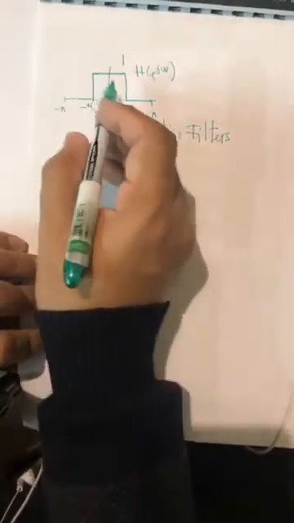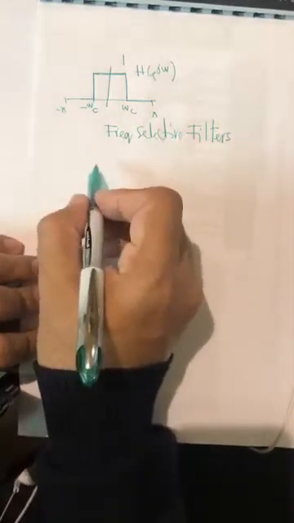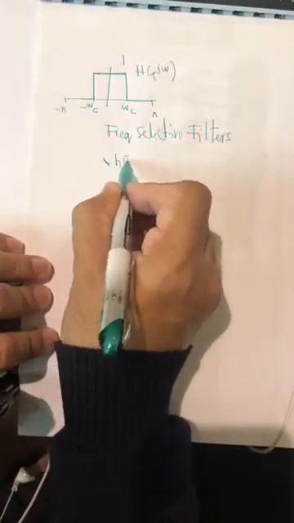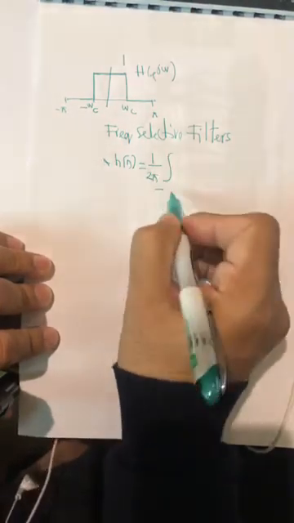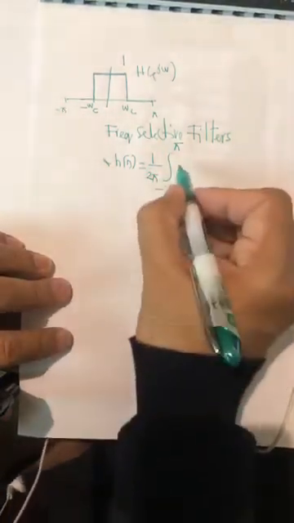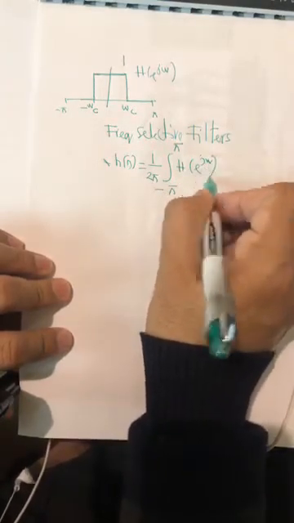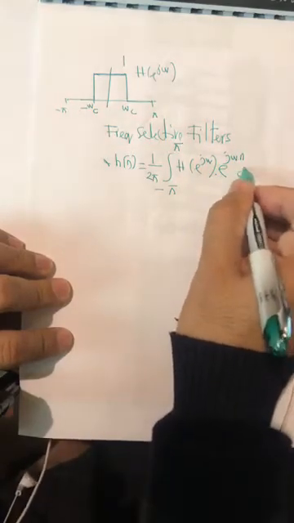Okay, so in order to find out what the impulse response is, and remember the impulse response is the thing which you will convolve with the signal to get the desired output. So you take its inverse Fourier transform, and we remember the formula for the inverse Fourier transform is this: 1/2 pi, integral from minus pi to pi, of H of e^{j omega} times e^{j omega n} d omega.